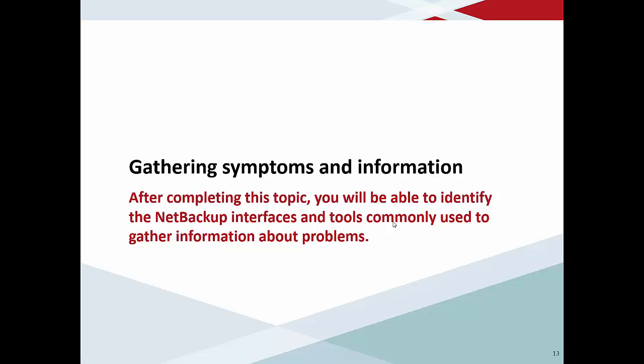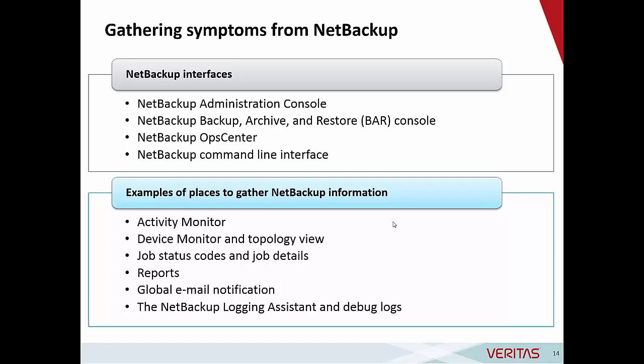Let's discuss gathering symptoms and information. The first place we're probably going to look when we're collecting information about our issue is within NetBackup itself. The NetBackup Administration Console is probably the first place we'll look. The BAR console also will be appropriate, particularly for restore-related issues. NetBackup OpsCenter, if you're using that in your environment, can be used to run reports that can collect additional information that may be helpful for troubleshooting.